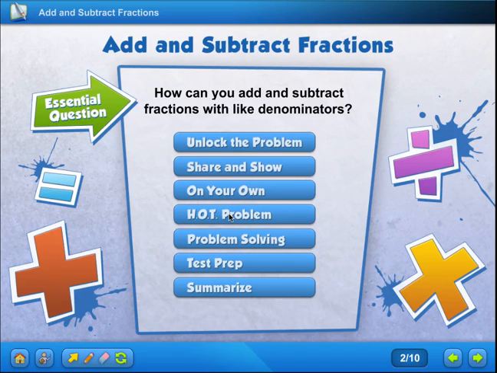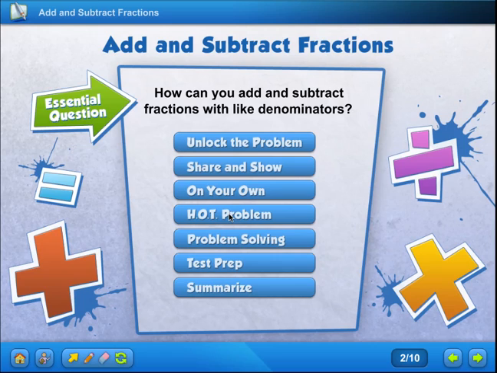Today we are going to add and subtract fractions. The question asks, how can you add and subtract fractions with like denominators? In the past two lessons, we've added in one lesson and we subtracted in another. So now today we are going to do both, add and subtract.